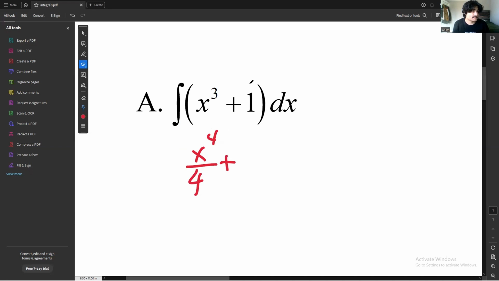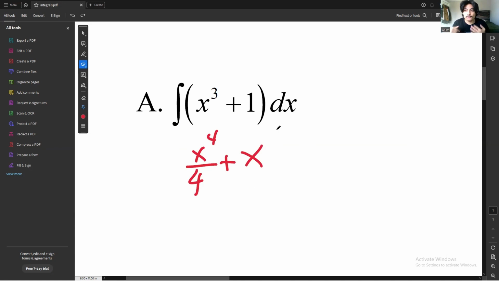Plus, since this is a constant, we're just gonna plug in the variable, which is in this case x, because of dx. So we're gonna do x, and since this is to the power of 0, it's 1 times x to the power of 0. So if we increase the power by 1, we're gonna get x divided by 1, which is actually x.